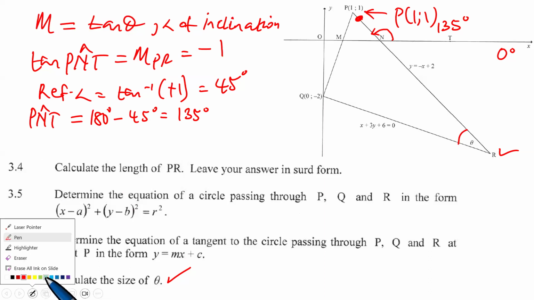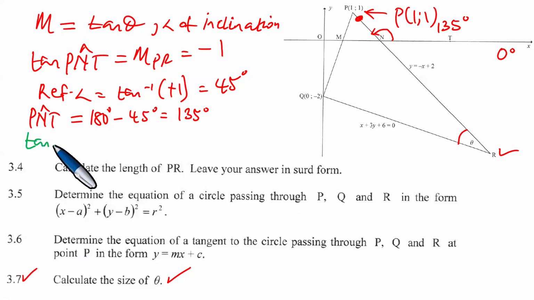Let's find this one. We can find the tangent of PMT. The tangent of the angle PMT is the gradient of the line PQ. P is up here, Q is this one. So it's the gradient of the line PQ. And the gradient of the line PQ, we found it to be 3. Remember, the gradient of PQ, or QP, as we called it, we found it to be 3.